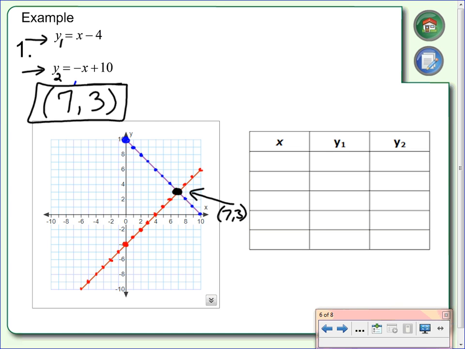Go back to y equals and see what happens. Make sure you got x minus 4 on the first one. Okay. You got x minus 4 on the first one. Oh, you don't have it there. Go to the next one, and I want you to type in negative x plus 10. Nice.